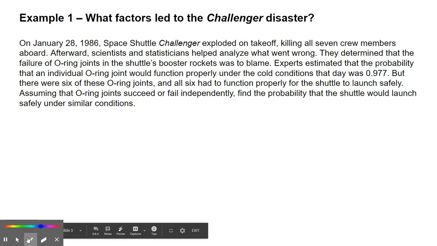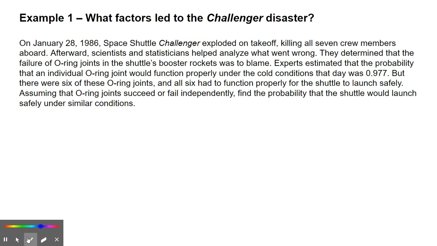Okay. So example 1, what factors led to the Challenger disaster? On January 28, 1986, Space Shuttle Challenger exploded on takeoff, killing all 7 crew members aboard. Afterwards, scientists and statisticians helped analyze what went wrong. They determined that the failure of O-ring joints in the shuttle's booster rockets was to blame. Experts estimated that the probability that an individual O-ring joint would function properly under the cold conditions that day was 0.977. But there were 6 of these O-rings, and all 6 had to function properly for the shuttle to launch safely. Assuming that O-ring joints succeed or fail independently, find the probability that the shuttle would launch safely under similar conditions.